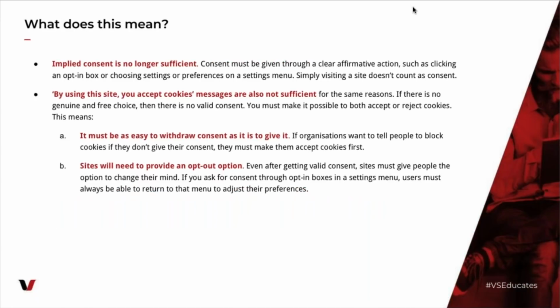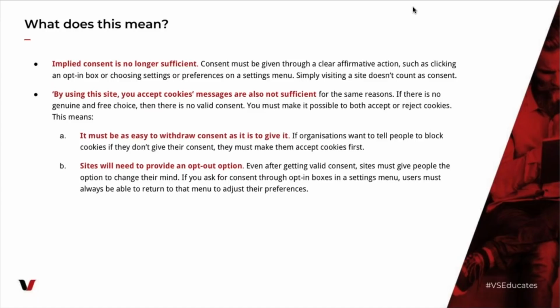So what does it all mean? Implied consent is no longer sufficient. Consent must be given through clear affirmative action, such as clicking an opt-in box. "By using this site, you accept cookies" — that message no longer works. You're going to need a pop-up to accept or reject. It must be as easy to withdraw consent as it is to give it.